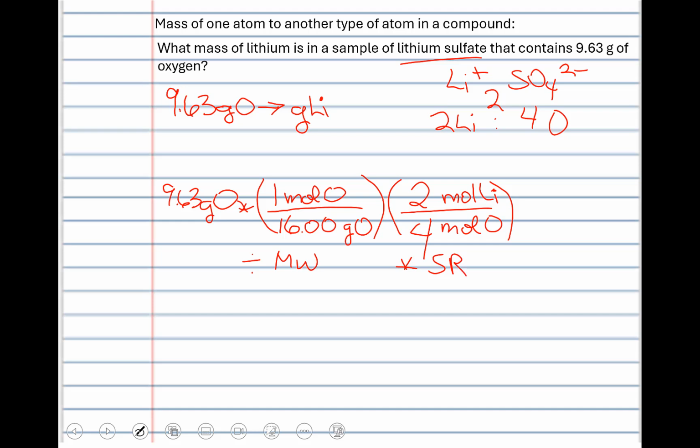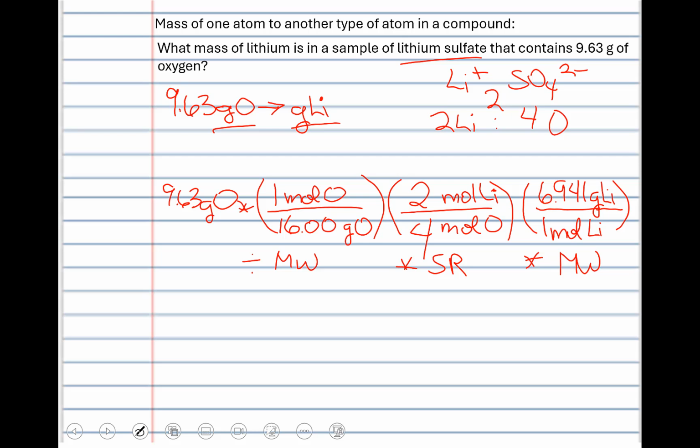Our last step is to get to grams of lithium, and once again we're going to use the periodic table. From the periodic table, we know there are 6.941 grams of lithium in 1 mole of lithium. So our step here is to multiply by the weight of a mole of lithium atoms. So to get from grams of one material to grams of another, it takes 3 ratios in this particular order.